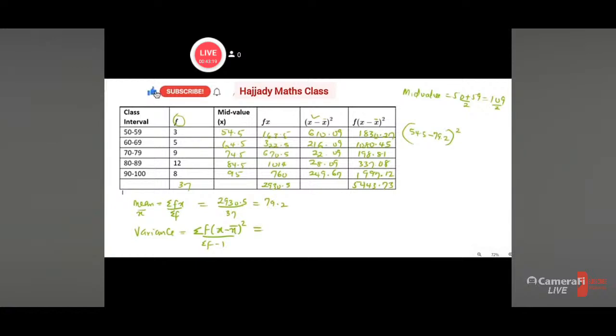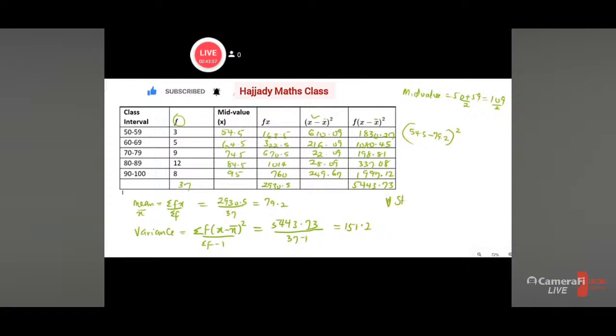So calculating my variance in this sense, it shows that the summation of f into bracket x minus s bar all squared gives me 5,443.73 all over summation f, which is the same thing as 37 minus 1. Okay, and with this shows I'm going to have over 36, right? So dividing this gives me 151.2. And lastly, we are to get variance and the standard deviation.